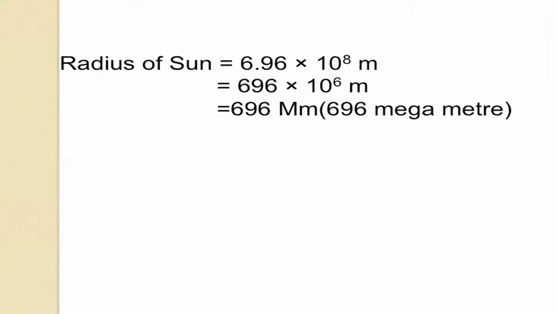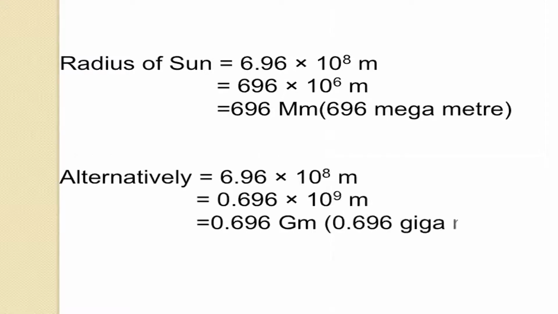Like the radius of the sun, which is given as 6.96 × 10^8 meters. This can also be expressed as 696 × 10^6 meters. In fact, it can also be expressed as 696 megameters. Alternatively, you can also express the radius of the sun as 0.696 × 10^9 meters, or let's say 0.696 gigameter.